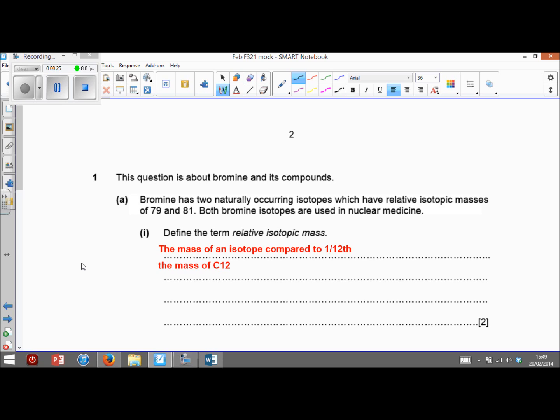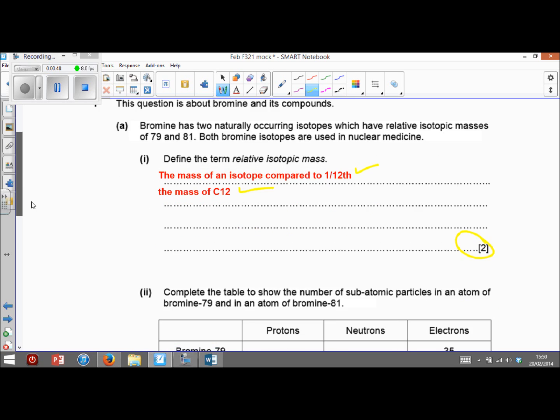We've had the term relative isotopic mass, and that's for 2 marks. Now I've already written this in, so you need to put mass of an isotope compared to 1/12 the mass of carbon-12 for the next mark. So you need to put both this and this, to get those full 2 marks. Now most people got this right, so it's good that people are learning those definitions now. So next one.